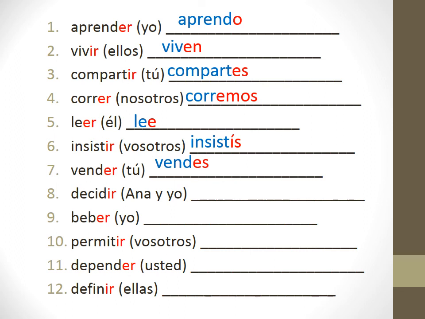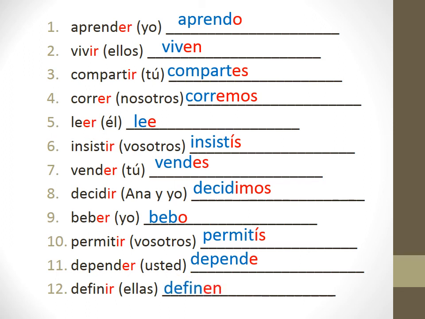Decidir, Ana y yo decidimos. We decide. Beber, yo bebo. I drink. Permitir, vosotros permitís. You all permit. Depender, usted depende. You depend. Definir, ellas definen. They define.